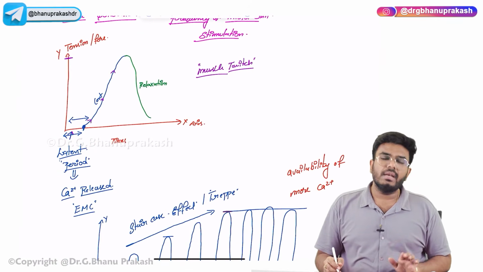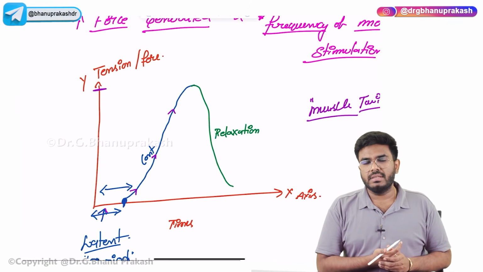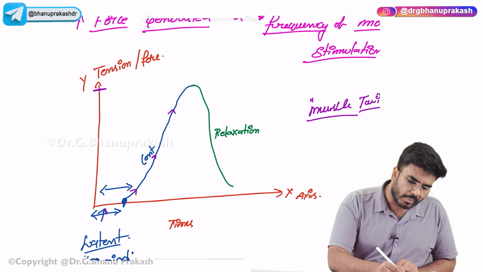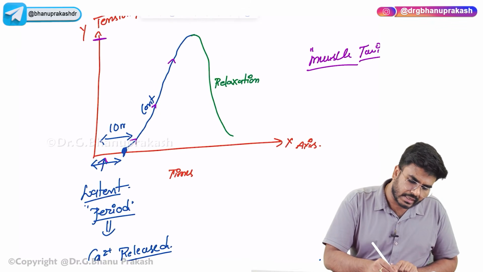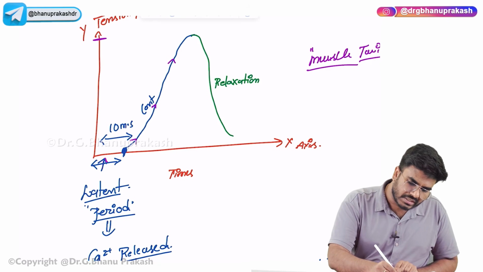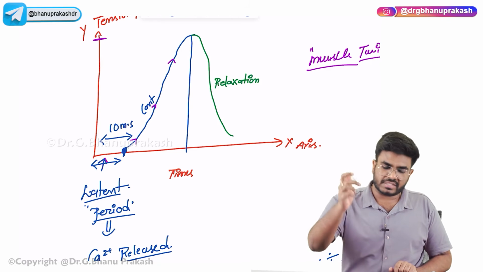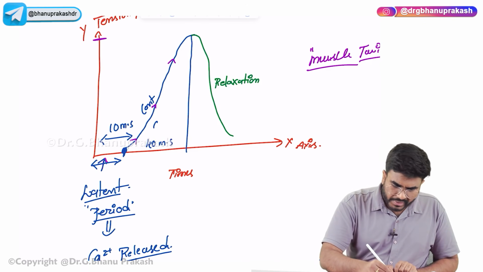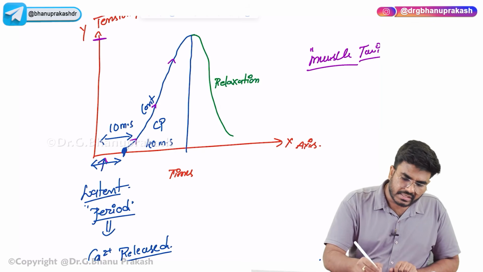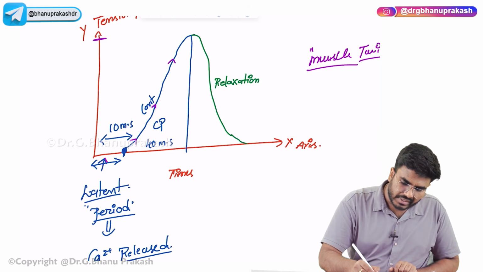And here this is the normal muscle twitch. So what is the time duration for the normal muscle twitch? 100 milliseconds. The latency period is 10 milliseconds. And the contraction, how much time is it taking? It's 40 milliseconds, and this period is called the contraction period. And relaxation, how much time is it taking? This is called the relaxation period.